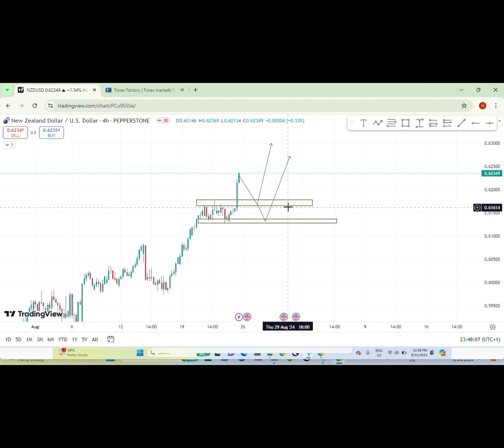So in case price breaks this key zone here, we wait for price to drop down to this key zone here, then we look for buying confirming candles, then buy NZD/USD. So this is a very simple analysis on NZD/USD.